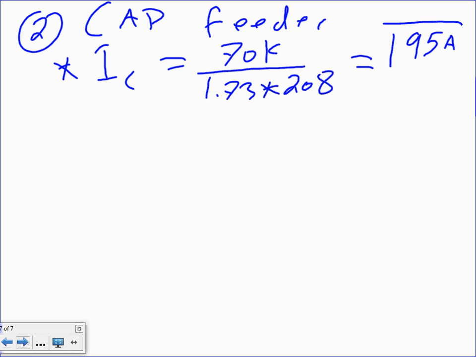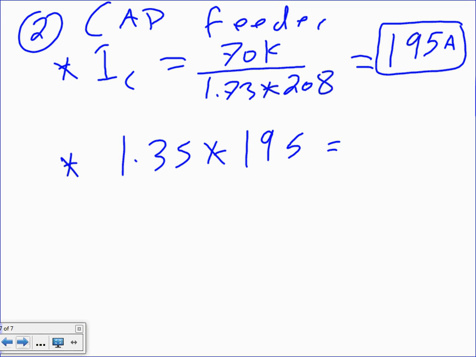195 amps. Then the next step, guys, is to take 1.35 times 195. That will get you 263 amps, give or take.